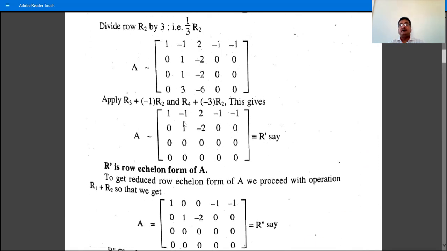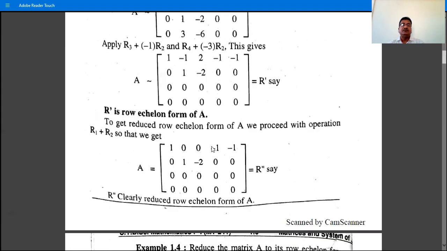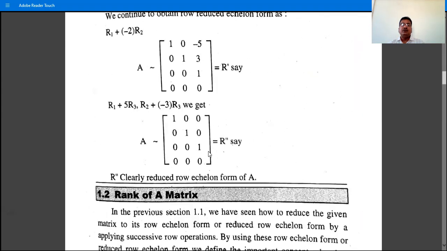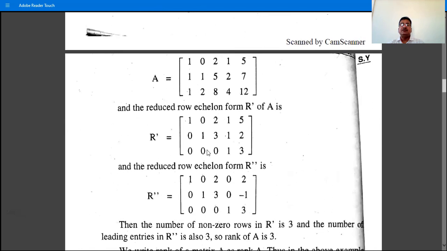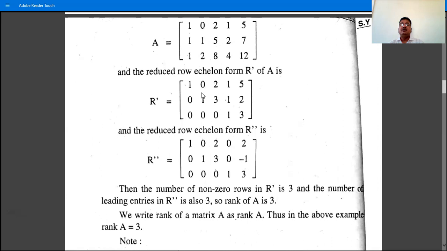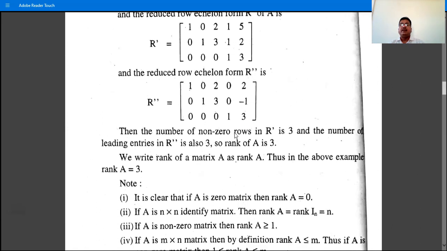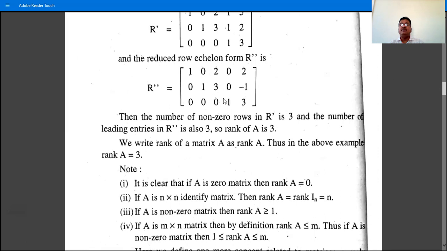Or we can observe the row echelon form of the matrix A, then there are two non-zero rows, and therefore the rank of the matrix A is 2. So in order to find the rank of the matrix, we have to reduce the matrix to its echelon form. Suppose this is the row echelon form of this matrix, then the rank of A is 3, because there are 3 non-zero rows. And if this is the reduced row echelon form, then if you count the leading ones, there are 3 leading ones, and therefore the rank of A is 3.